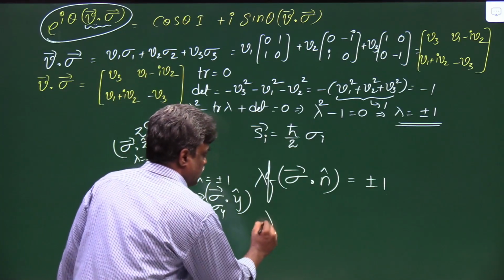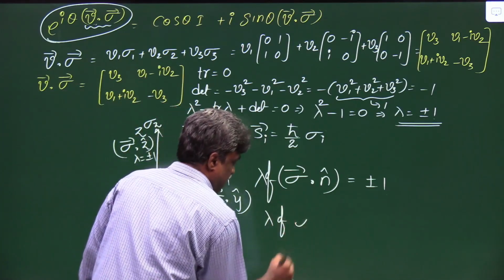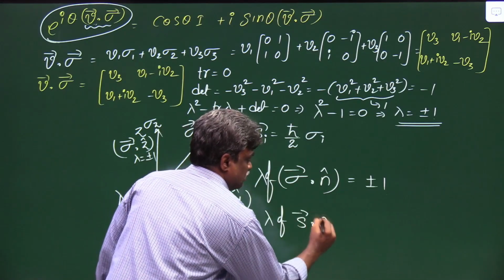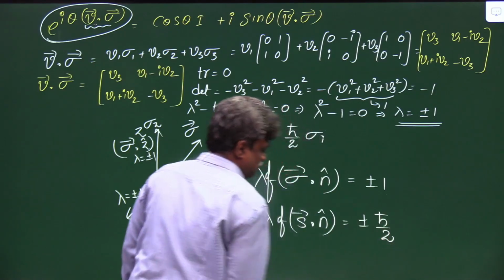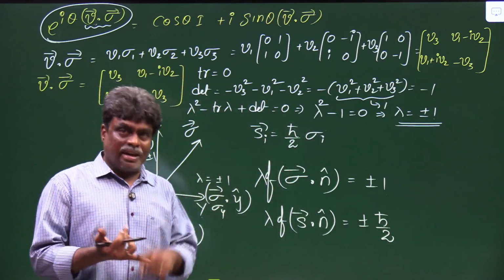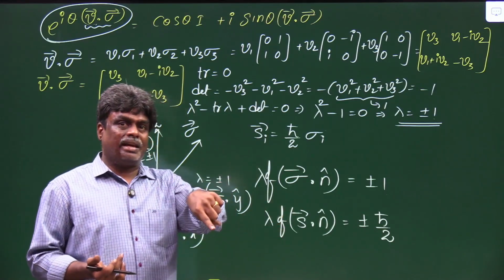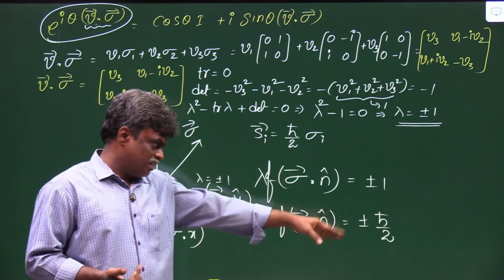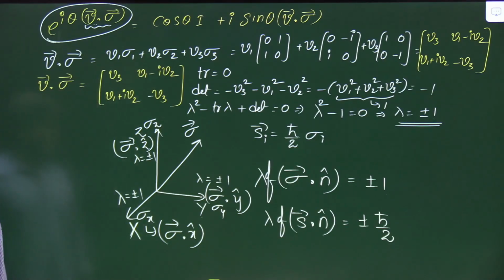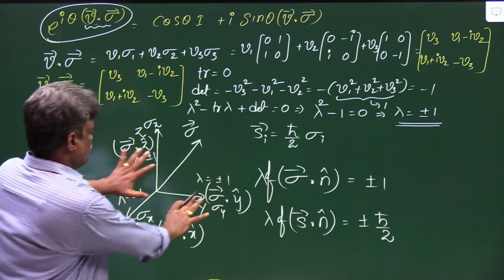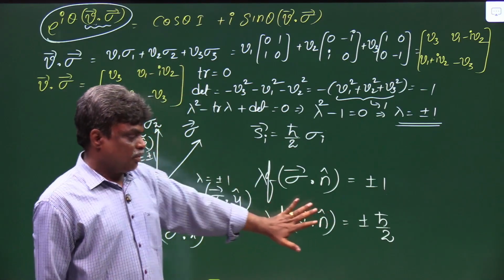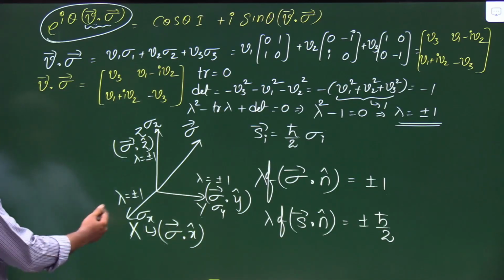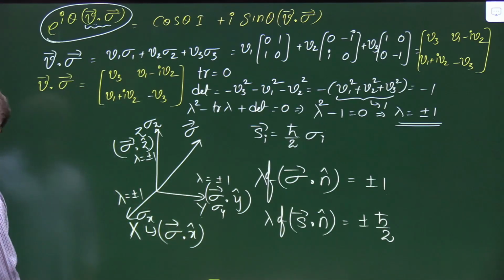So if you take lambda of S bar dot n cap, this also gives plus or minus h cross by 2. That means Sx, Sy, Sz, and S bar dot n cap all have the same eigenvalues, plus or minus h cross by 2. Okay, this is not related to our question, but I will keep this. If you have any further clarification, you can go through this.